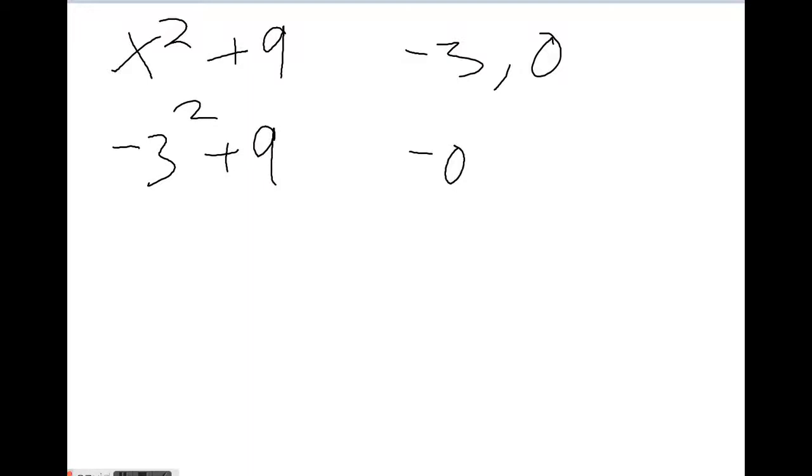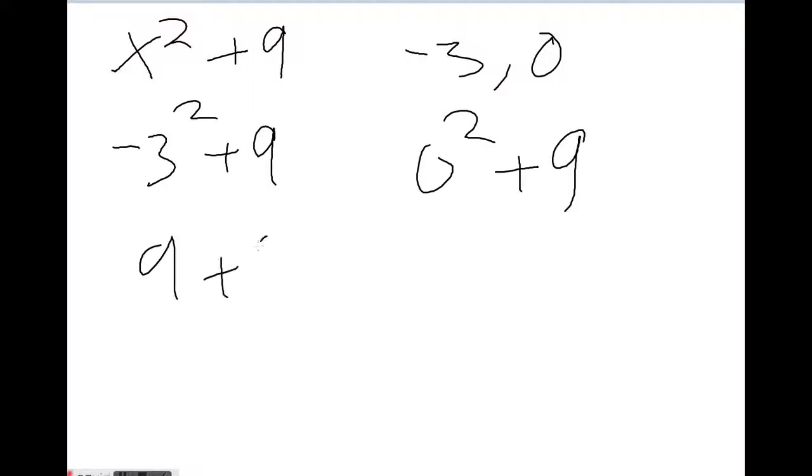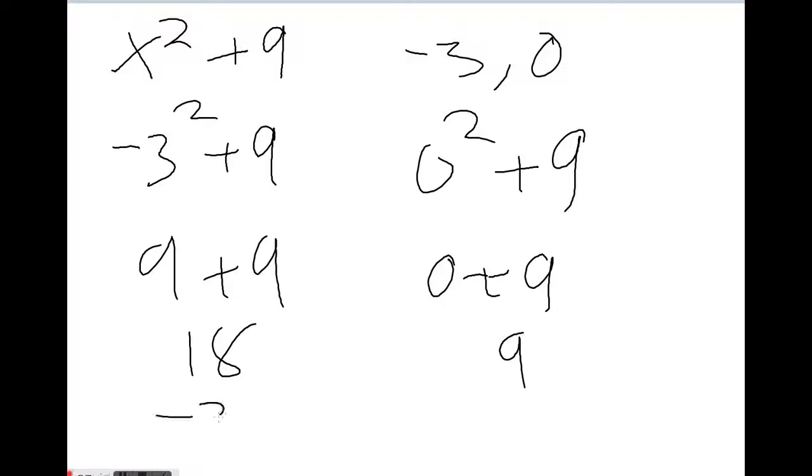Same thing, we're going to use negative 3 and 0. So negative 3 squared plus 9, and then 0 squared plus 9. So this is going to be 9 plus 9, and this is going to be 0 plus 9. So this is 18, and this is 9. If x is negative 3, the range is 18. If x is 0, the range is 9. Alright, so we got that.